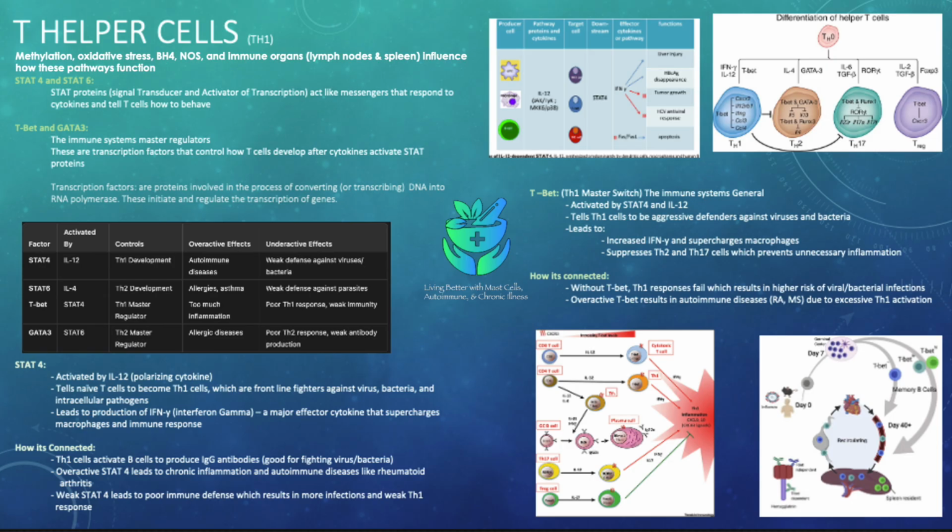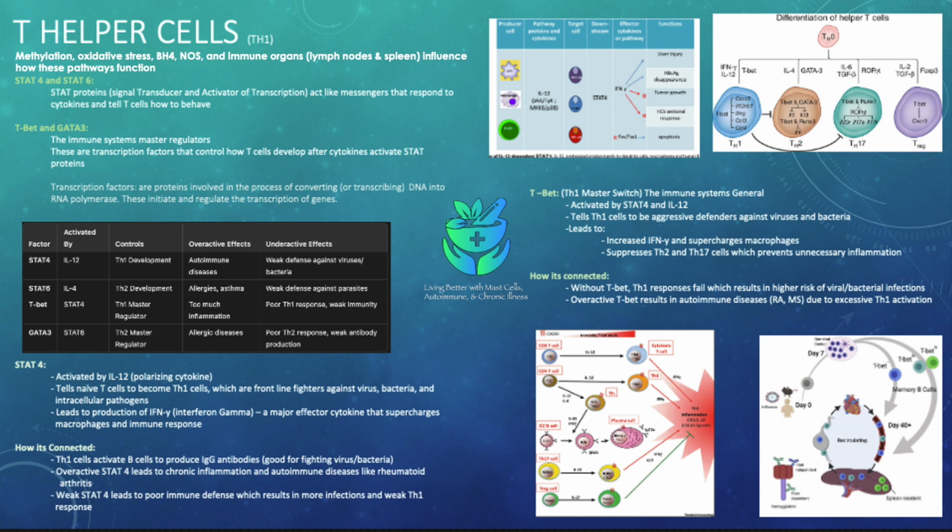Alright, so I don't want to confuse you too much. But as we said, the methylation, oxidative stress, BH4, NOS, and immune organs like the lymph nodes and spleen influence how these pathways function. Now, STAT4 and STAT6 are proteins that act like messengers that respond to cytokines and tell the T cells how to behave.